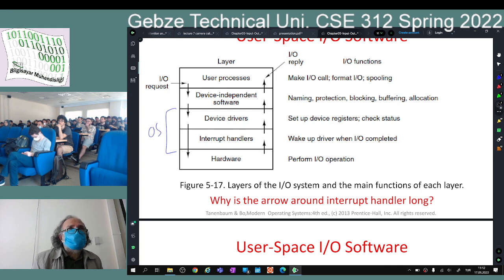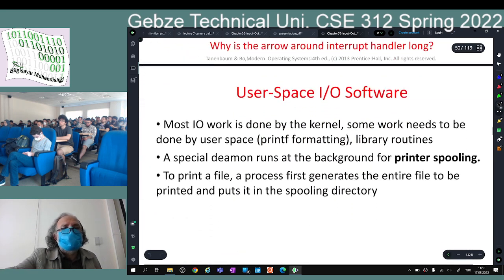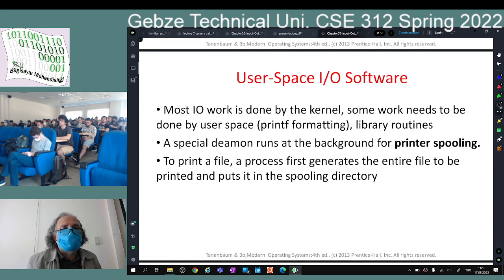So what is formatting? I'm going to give you 5 integers and 2 strings. You format them nicely and produce a nice string that will be printed. That formatting will be done in the user space. Other than that, most of the I/O work is done by the kernel.